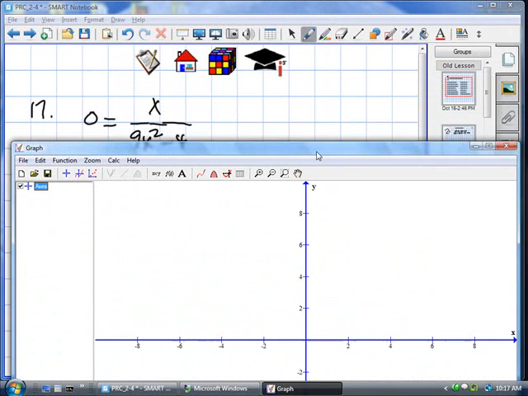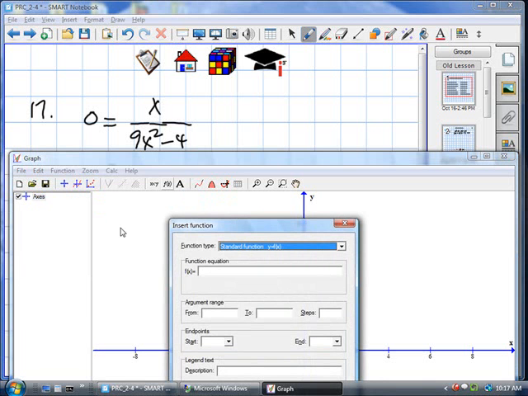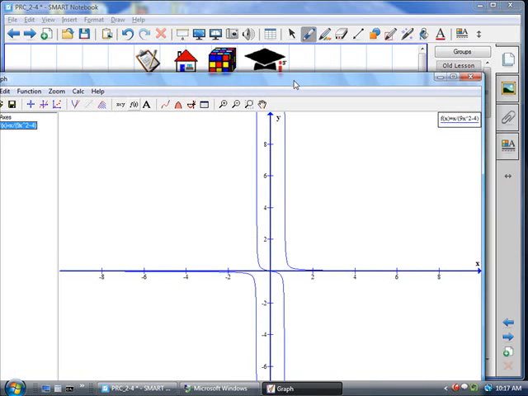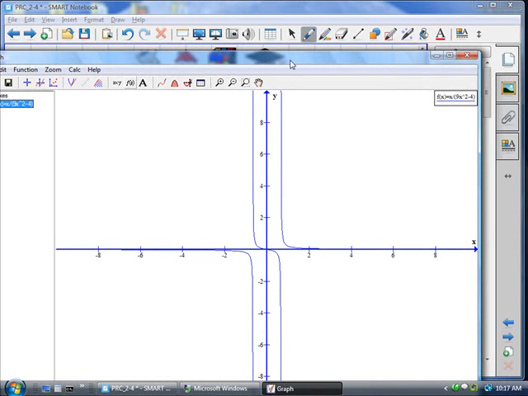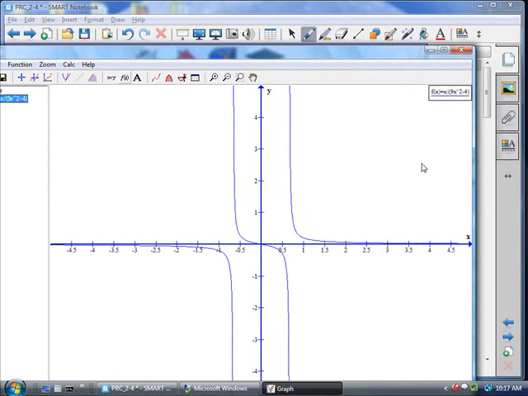Okay, what was that? So we have a new function, and it's x divided by quantity 9x squared minus 4. Yeah. So I'll just zoom in on this a little bit more so you see what's going on.